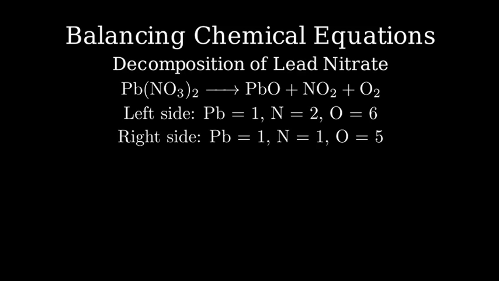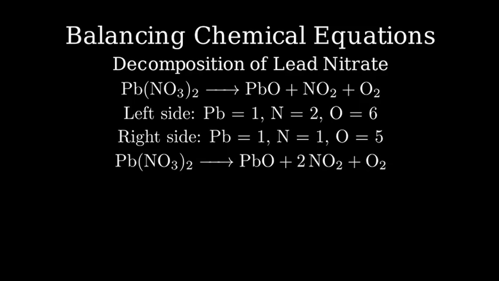Let's start by balancing the nitrogen atoms. We can do this by placing a coefficient of 2 in front of NO2. This will also help balance the oxygen atoms. Now let's recount the atoms to verify if all elements are balanced.